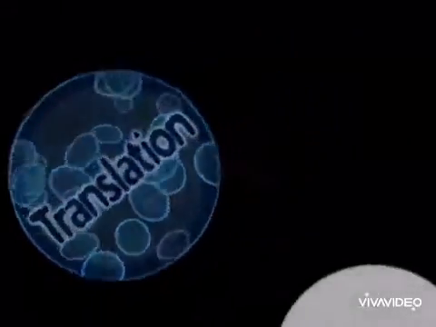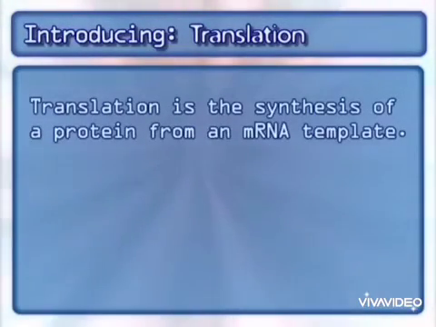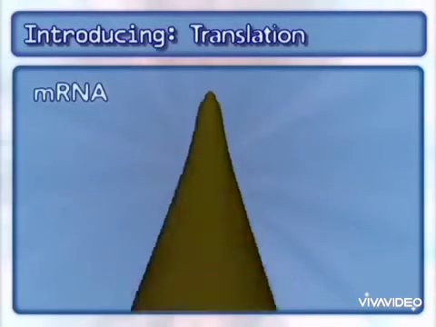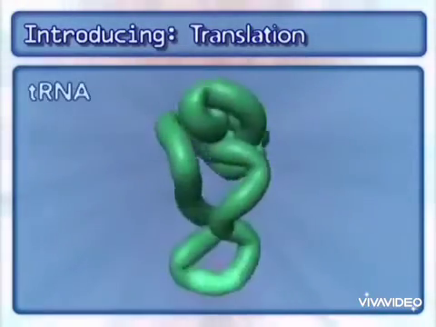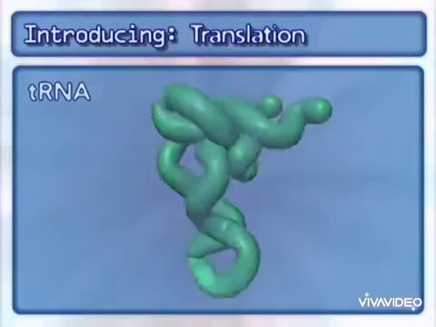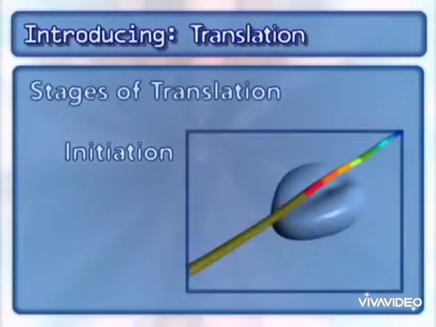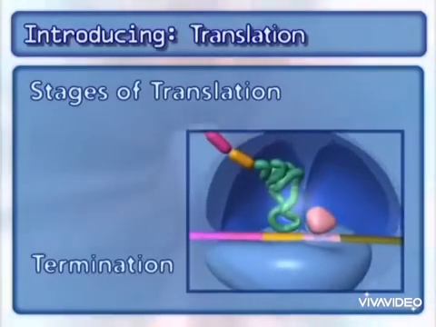The topic that I got is translation, the genetic basis for protein synthesis. Now we'll look at what translation is. Translation is the synthesis of a protein from an mRNA template. This process involves several key molecules, including mRNA, the small and large subunits of the ribosome, tRNA, and lastly the release factor. The process is broken into three stages: initiation, elongation, and termination.